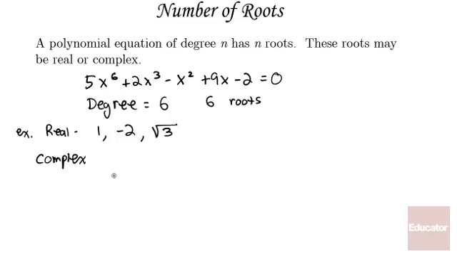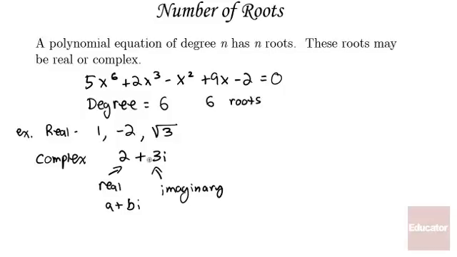Recall that complex numbers have 2 parts. So something like 2 plus 3i. The first part here is real, and the second part is imaginary, and these are in the form a plus bi. We're going to talk in a few minutes about how these complex roots occur as conjugate pairs. For example, 2 plus 3i and 2 minus 3i would be a conjugate pair. Same values here, but opposite signs. Or 4 plus i, 4 minus i. So I know here I have 6 roots, but I have no idea if they're real, rational, irrational, or complex, or what combination of those.